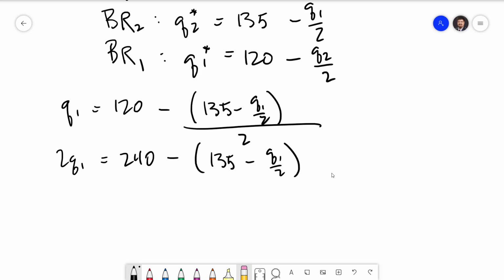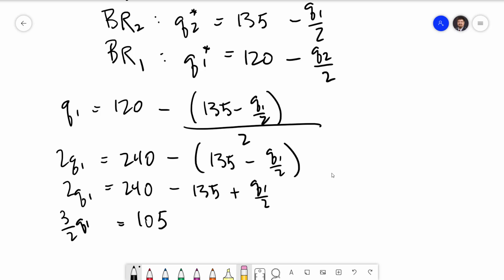That's still in parentheses, so now I'm going to distribute the minus sign. So we're going to have minus 135 plus q1 over 2. Again, be very careful about distributing these minus signs. Subtract q1 from both sides is going to give me 3/2 q1 equals 240 minus 135, which is 105. And that's going to give me a Cournot equilibrium quantity for firm 1 of 105 times 2/3, which is going to be 70.